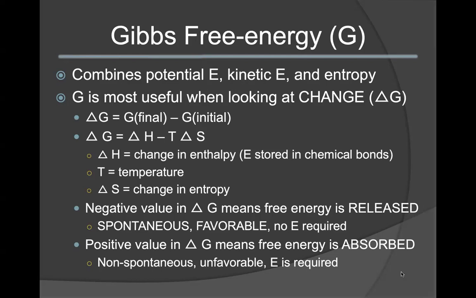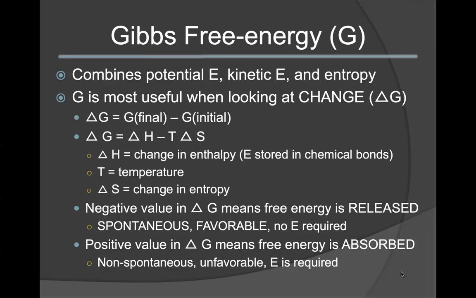Go back to the first equation, delta G equals G final minus G initial. This would mean that if delta G is negative, the final product would have a lower energy value than the reactants. This refers to a spontaneous, favorable reaction where no energy is required because energy is actually being released. This would also be equivalent to your catabolic pathways.